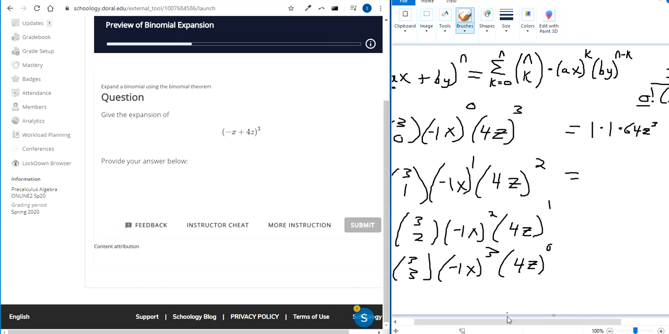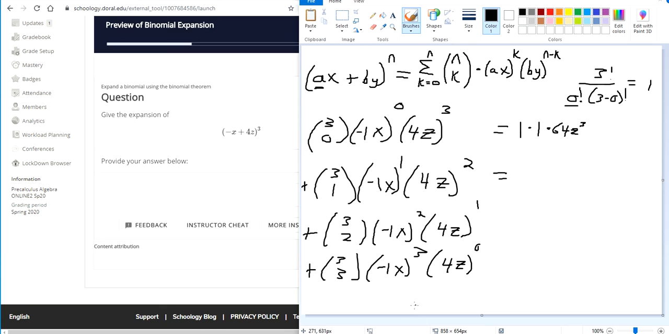Okay. Our second term, I could probably expand this. We don't need that other side. 3 combination 1. Let's see. 3 times 2 is 6. I've got to do it out, I can't do it in my head here. 3 factorial over 1 factorial, 3 minus 1 factorial. So that's 3 times 2 factorial over 2 factorial. So 3 over 1. 3 combination 1 gives us 3. And then we got negative 1x to the first power. You got 4z squared, so that's going to be 16z squared.